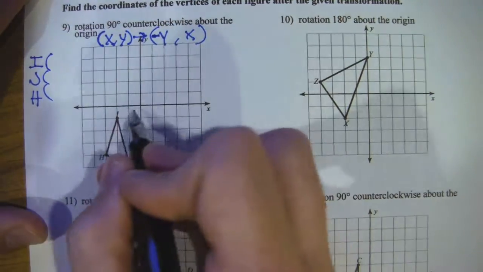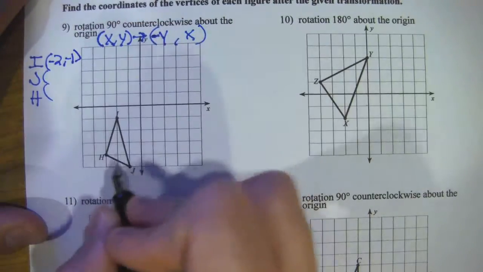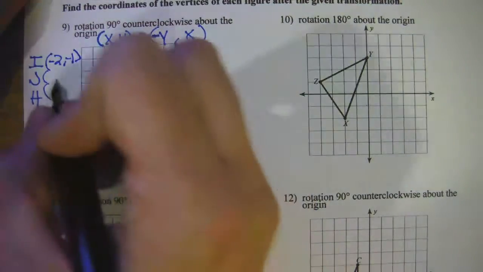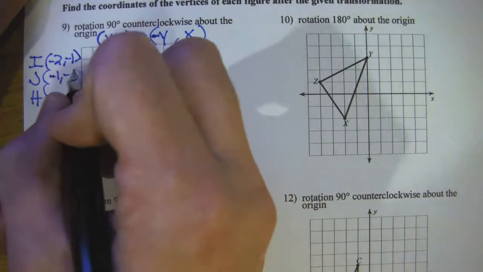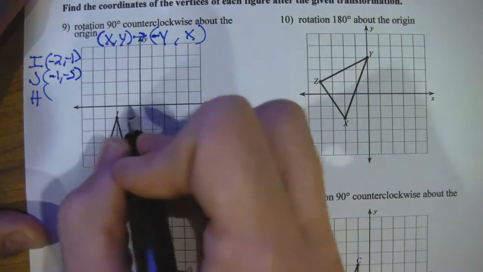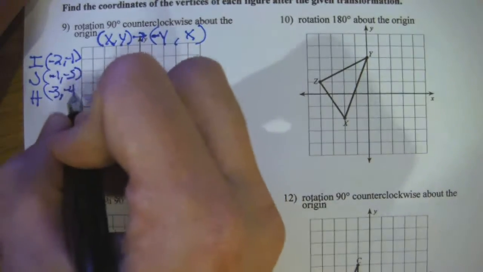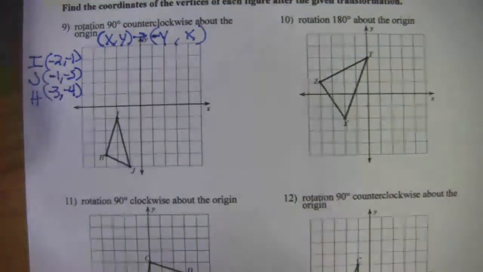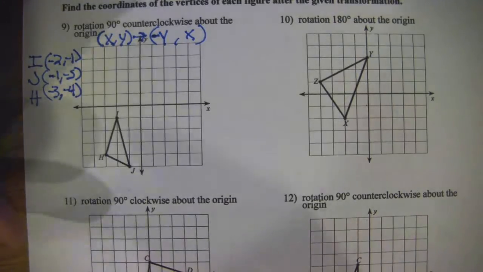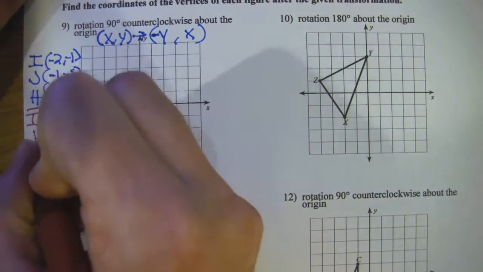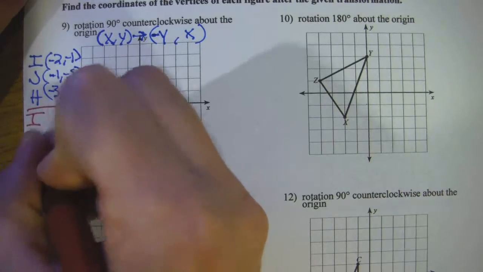So I is at -2, -1. J is at -1, -5. And then H is at -3, -4. Now all we got to do is find our new coordinates. All right, so let's do that here. So we'll have I, J, and H prime. There we go.